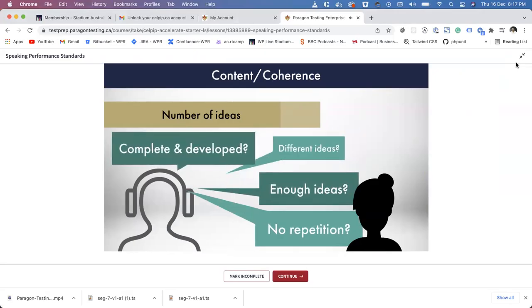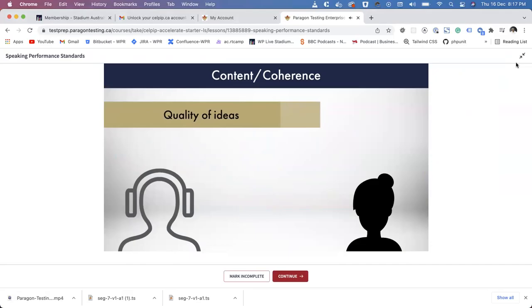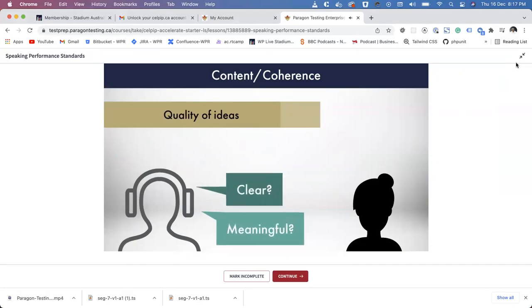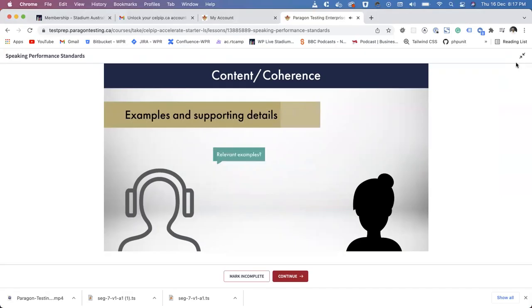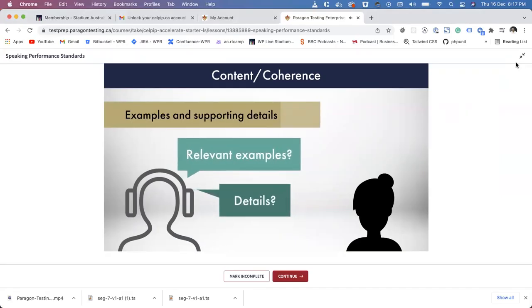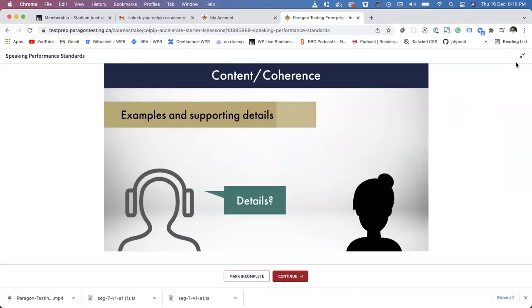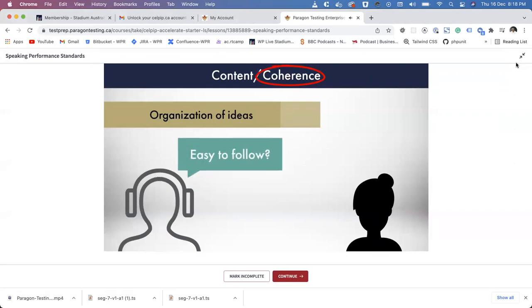Related to this, raters consider the quality of the ideas. Are they meaningful? Are they clear? Are they expressed precisely? And looking at the 3rd factor, are they supported with relevant examples and details? Finally, the 4th factor refers to the coherence element of the dimension, organization of ideas. Is the response easy to follow? Are the ideas presented in a logical order?